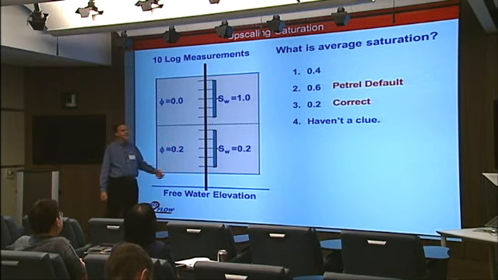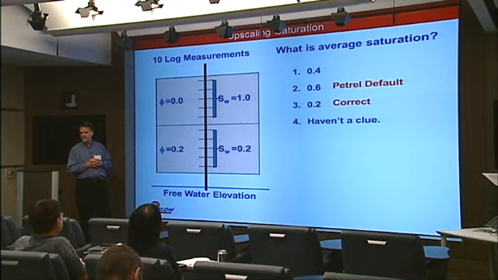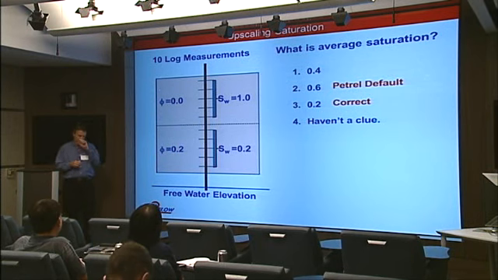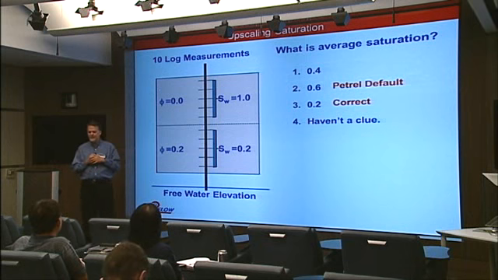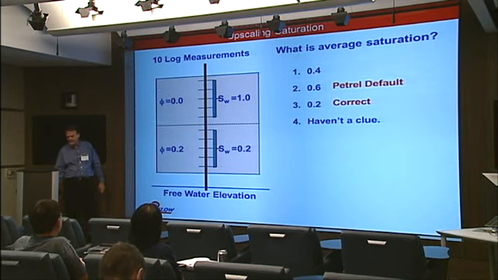But if you go into Petrel's upscaler, the default is to get 0.6, which is what most people would do. The reason I go through this is when I say that one of the things Geo2Flow does is it honors the saturation logs, one has to understand what it means to honor anything. Because what is it that we're honoring? We're not going to honor 0.6. We're going to honor the proper pore volume weighted saturation.